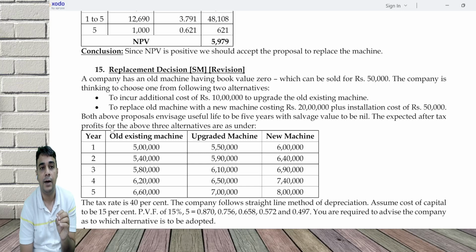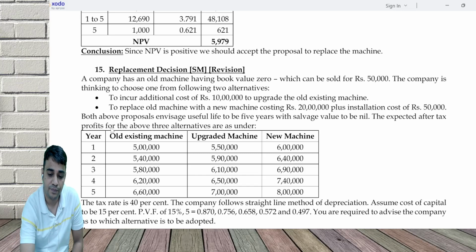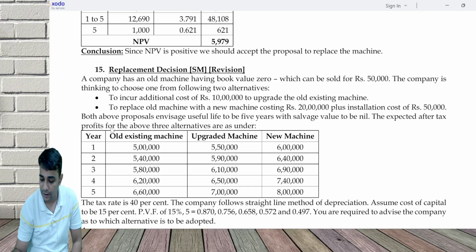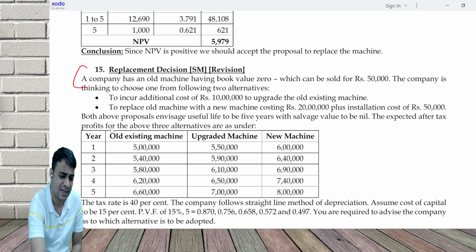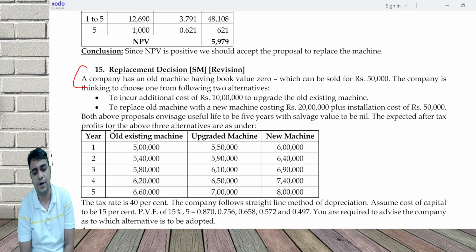If you do upgradation, you cannot sell the old machine. And if you purchase the new machine, you will sell the old machine. So purchase of the new machine will have a benefit of sale of the old machine. What is the NSV of the old machine? Sale value less tax paid on capital gain. Please calculate, guys. NSV of the old machine.